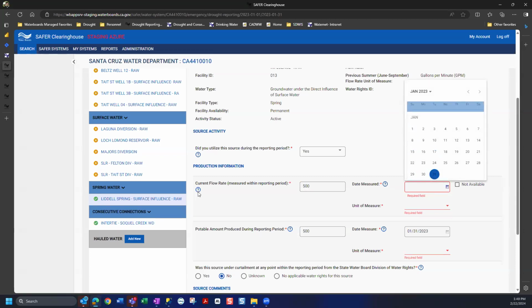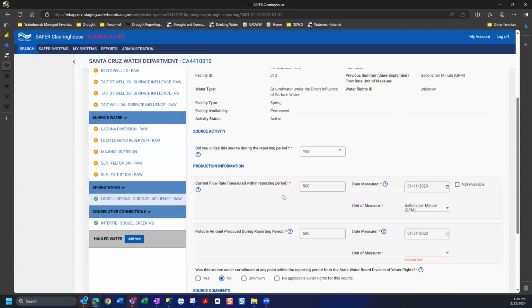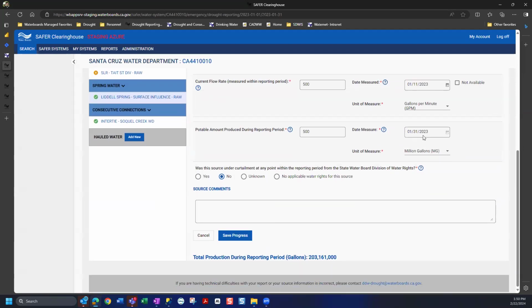The date in which I measured that flow rate doesn't have to be at the end of the month. Could be any time within that month. I could have a measurement for that. The date measure here cannot be edited. It's defaulted to the end of the month because we're wanting to collect the reporting period's potable amount produced. And the units of measure between acre feet, gallons, 100 cubic feet, and million gallons. So we can have that.